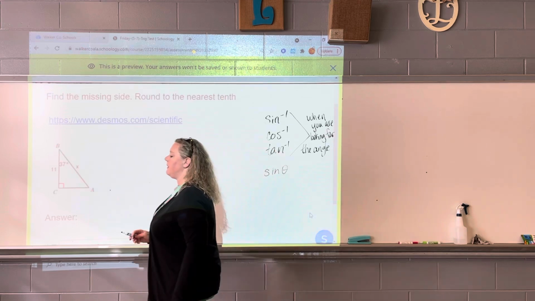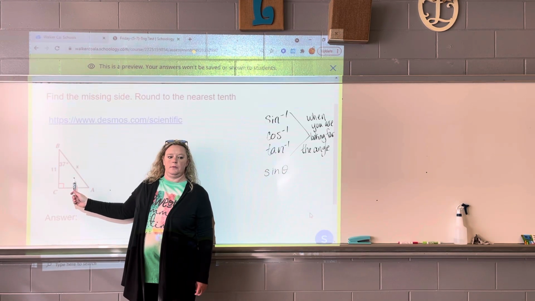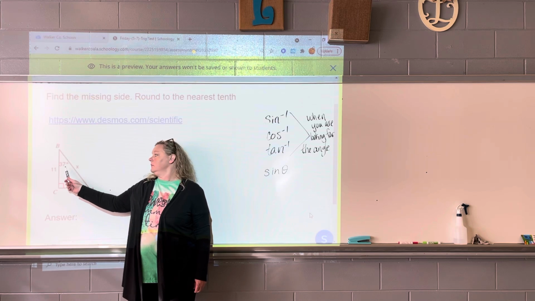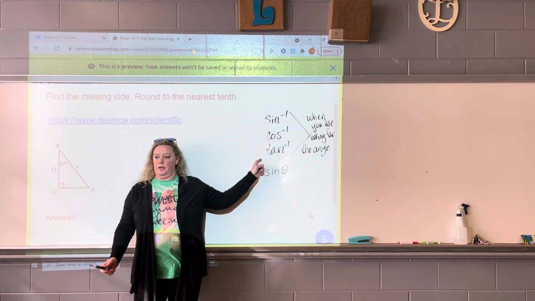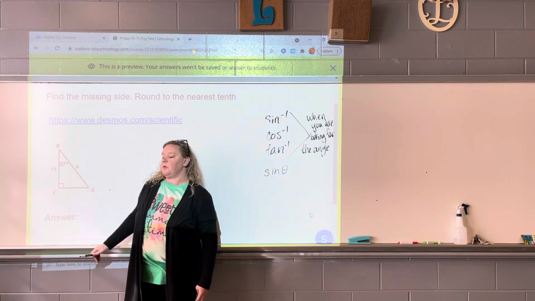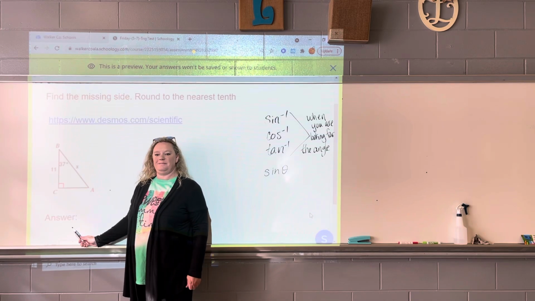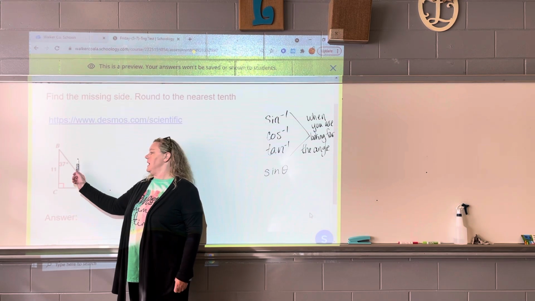So here, am I looking for the angle? Or do I know the angle? You know the angle, so you won't be using the -1. You'll just be using the regular sine, cosine, or tangent. So remember how you work these is, what? How do you know if you're going to use sine, cosine, or tangent?